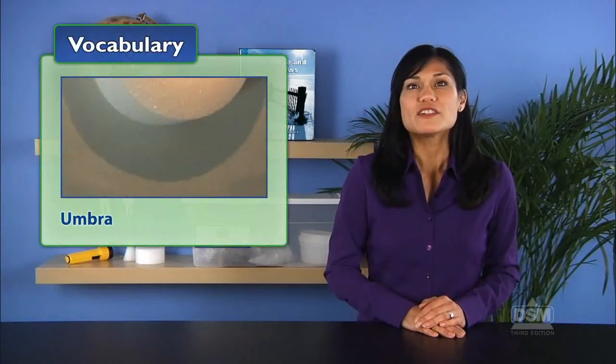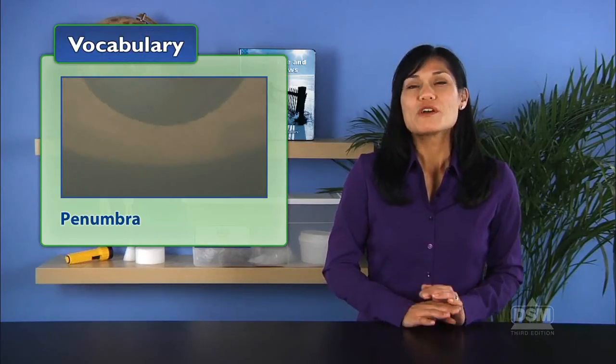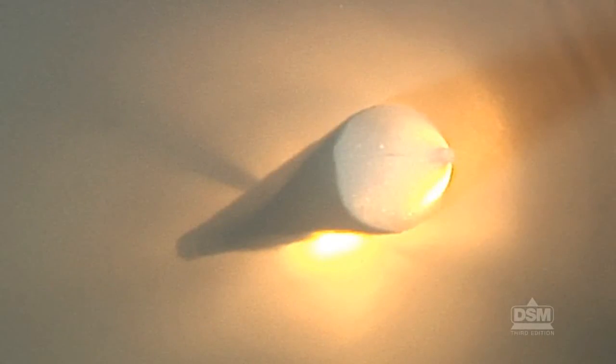Students also become acquainted with the terms umbra, the dark part of the shadow, and penumbra, the lighter part surrounding the umbra. Both are formed when the light source is larger than the object, and a shadow may have both an umbra and a penumbra.